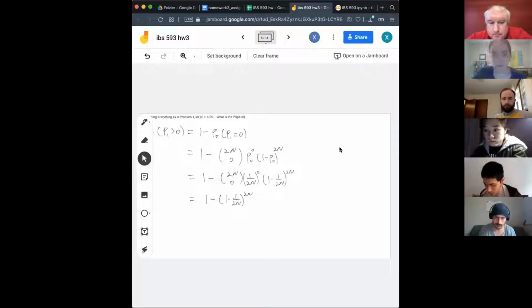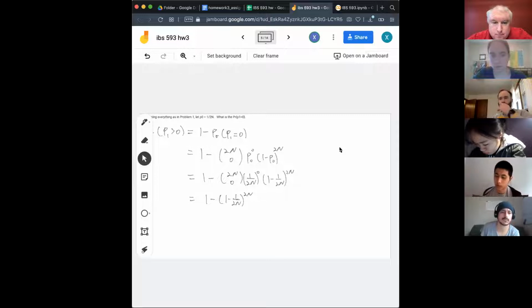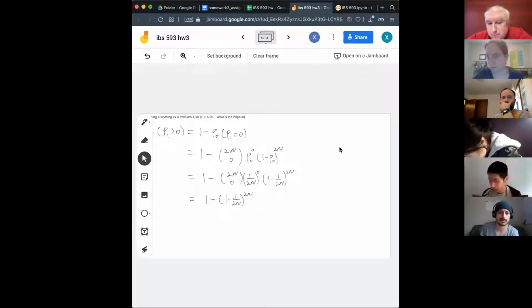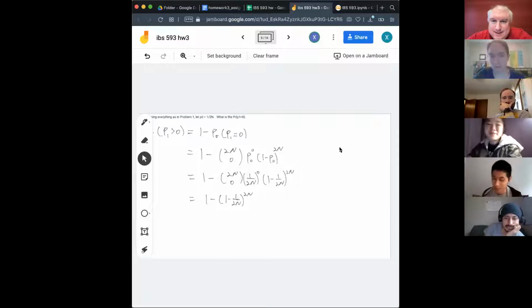So problem 5 is defining everything as in problem 1 with P0 equals 1 over 2n. What is the probability that P1 is greater than 0? So I'm using something else as my whiteboard. Interesting. Okay, it's showing up. Okay, so I'm using this thing known as Google Jamboard, basically a virtual whiteboard.